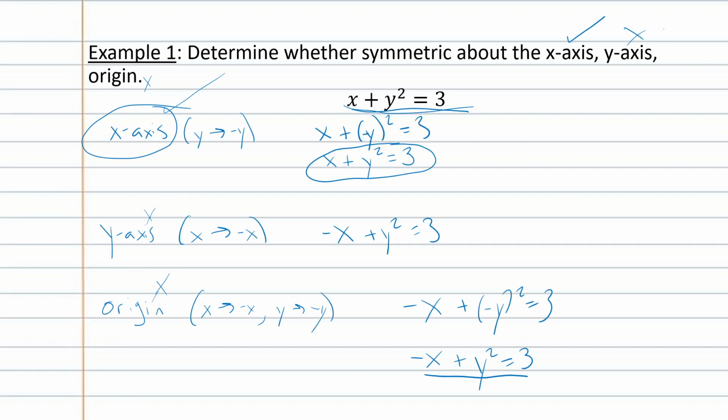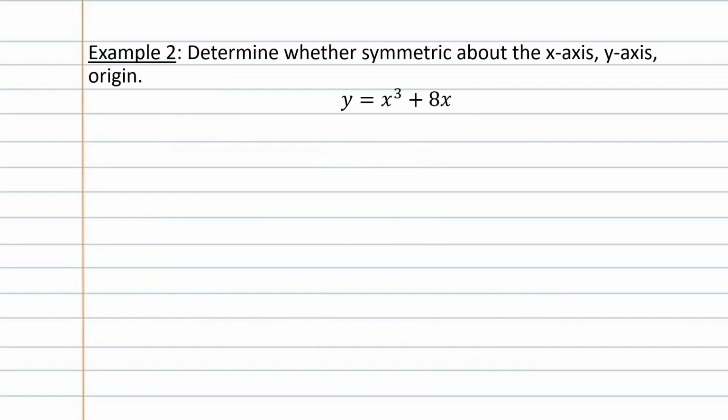Let's do another one. And like I said, it's kind of easy to remember here, so you're kind of doing the opposite. X-axis, you want to switch y's. Y-axis, you want to switch x's. Origin, you want to switch both. Alright, so in this one, it's y equals x to the third plus 8x. So we'll start to check if it's reflective with respect to the x-axis. So I'm going to plug in a negative y and see if it'll simplify back down to the original.